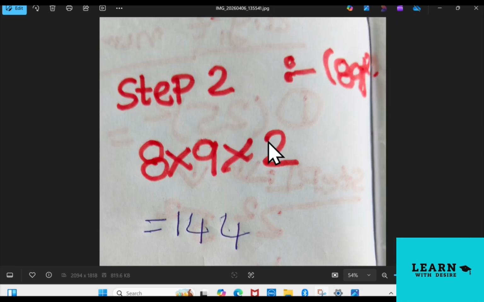In step 2, we have to multiply like this. That is, 8 into 9 into 2. If we multiply these three numbers, then we get the answer 144.